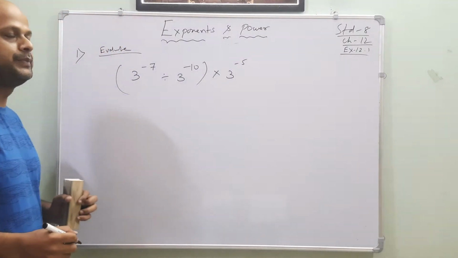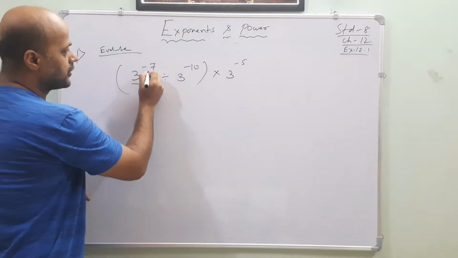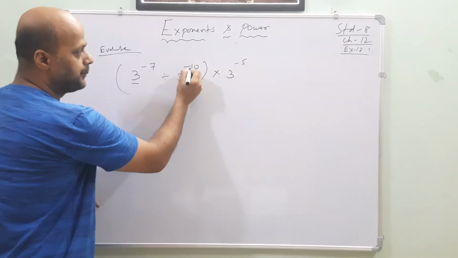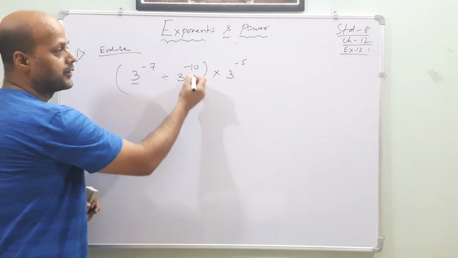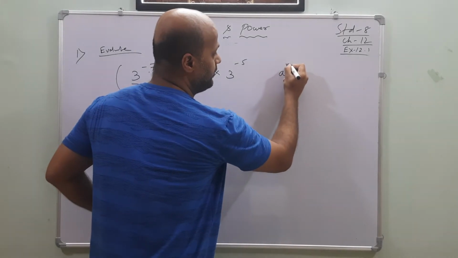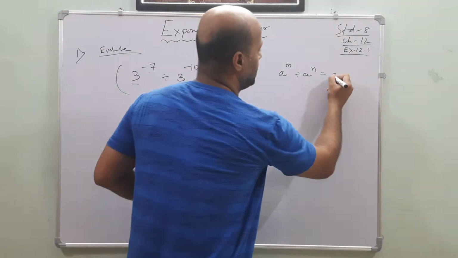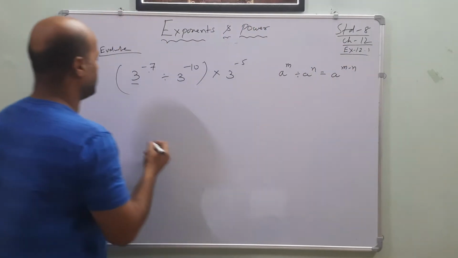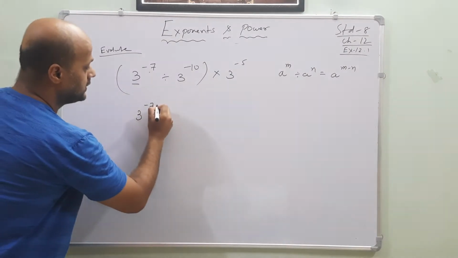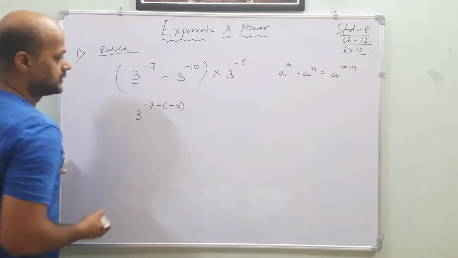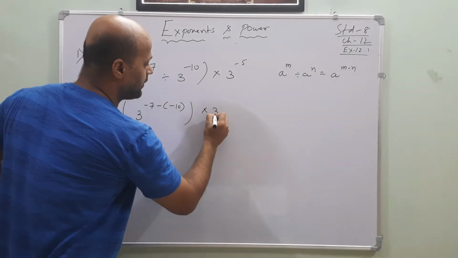First, in the simplification, what you have to do, my dear friends? Inside the bracket, first solve it. A power of m divided by a power of n. What is the formula? Yes, very good. A power of m minus n. Put this formula first. 3 to the power of minus 7 minus of minus 10, brackets close, into 3 power of minus 5.